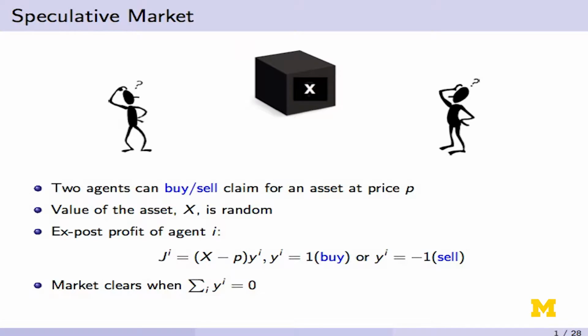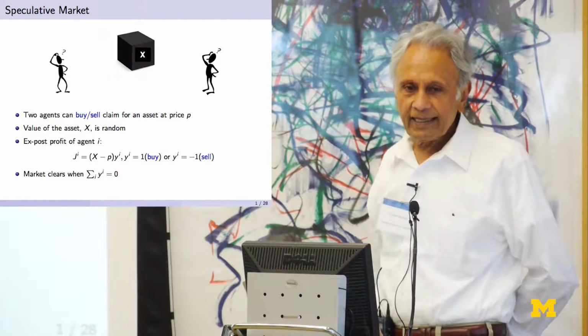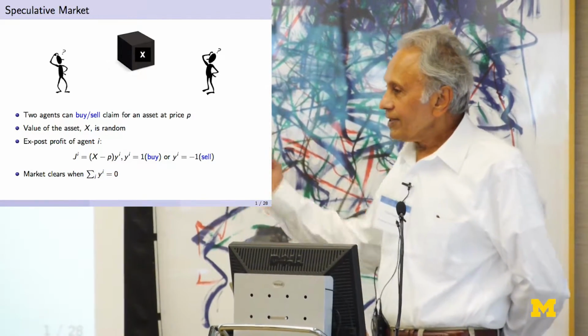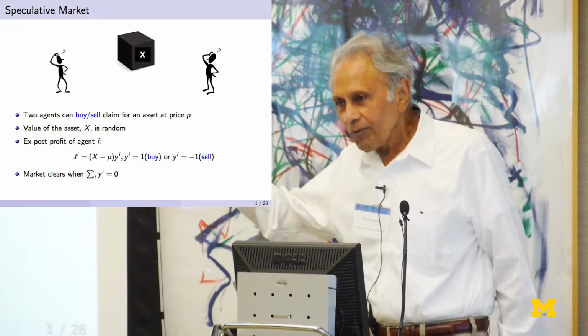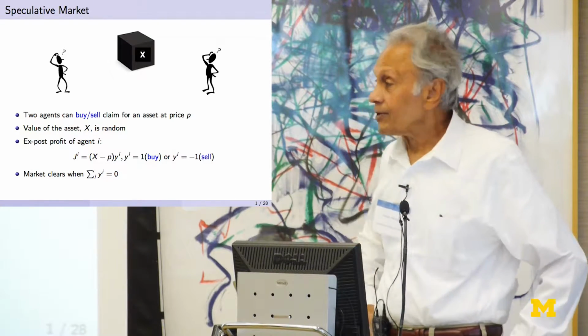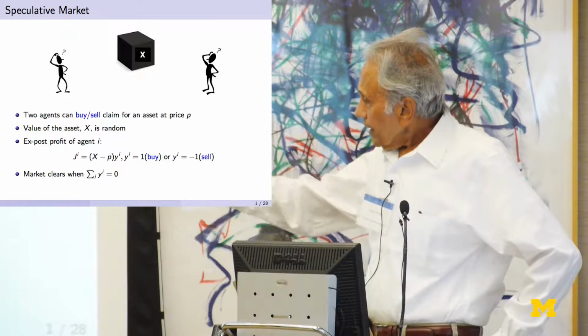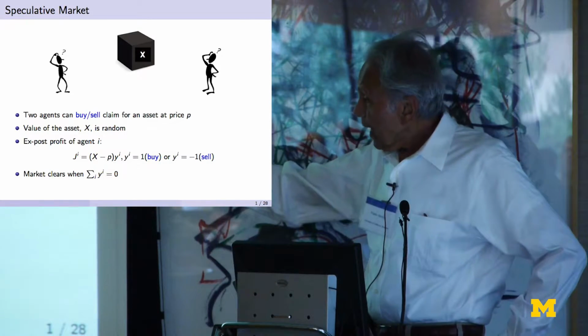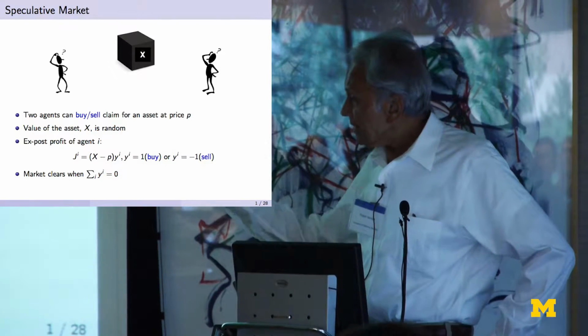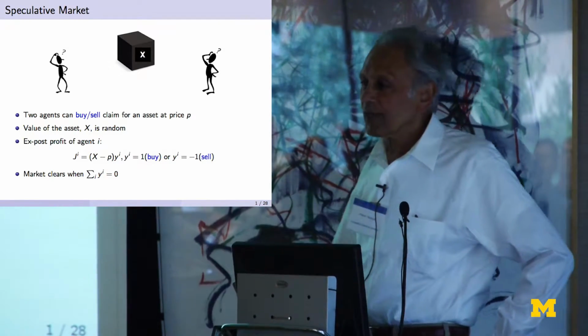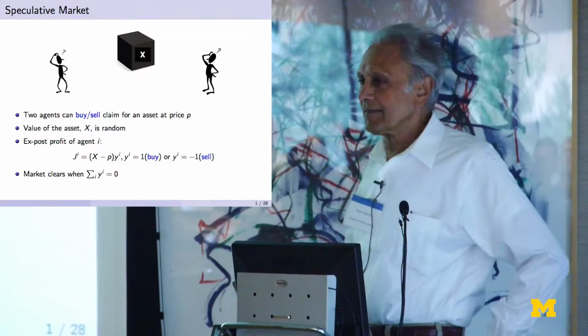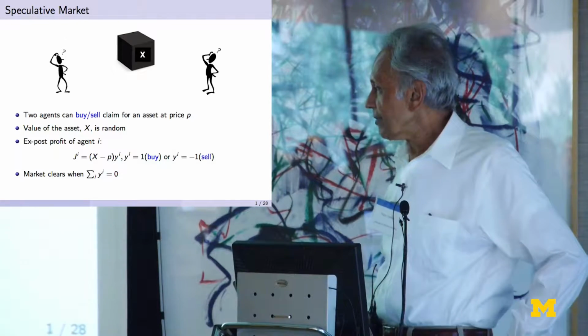The idea is simple. I'm considering a speculative market. There are two agents, and they can buy or sell a claim on an asset. The asset is this black box X. If you buy it, then you get a chance to open the claim and get its reward, which is a random variable X. And you offer to pay a particular price P. If you buy for P or you sell for price P, then you will get (X minus P) times +1 or -1, depending upon whether you're buying or selling. So that's the most basic asset pricing problem.